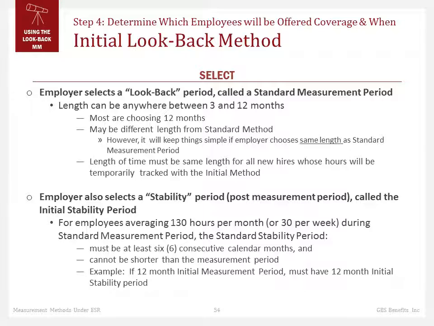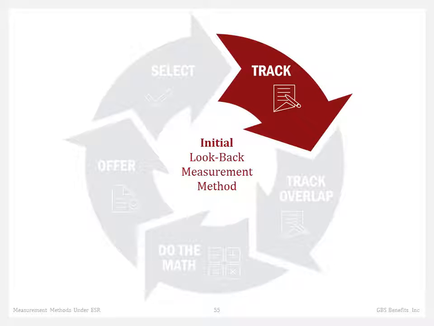So let's say, for example, you go with 12 months. The employer also needs to select a stability period, and again, the rules are exactly the same as the standard. If your measurement period is 12 months, your stability period has to be 12 months as well. If your measurement period is 6 months, you can have a stability period that's 6 months or longer, up to 12 months.